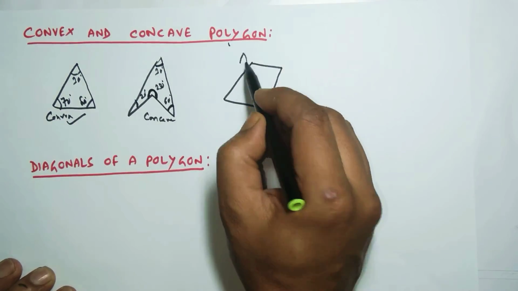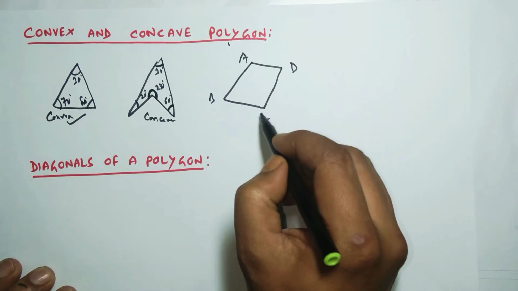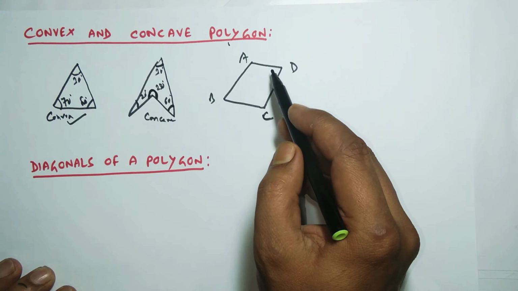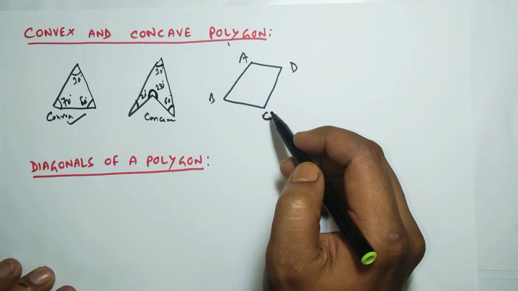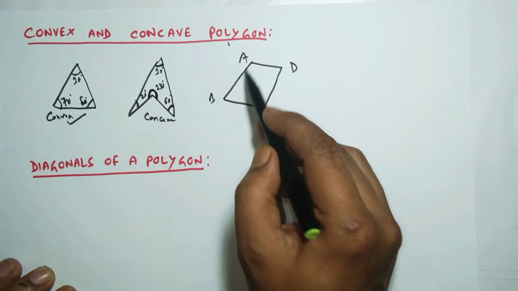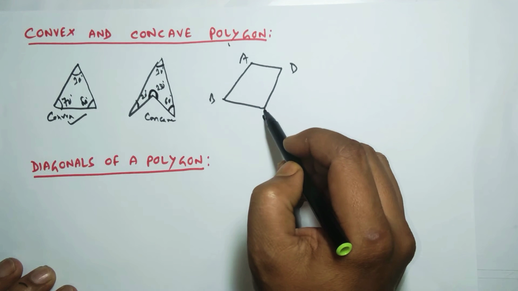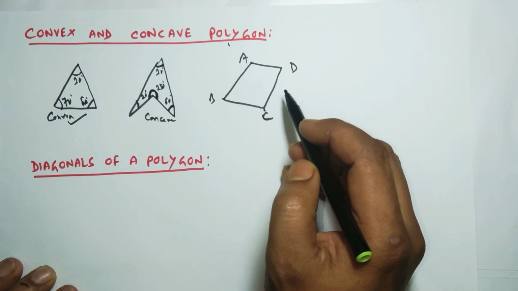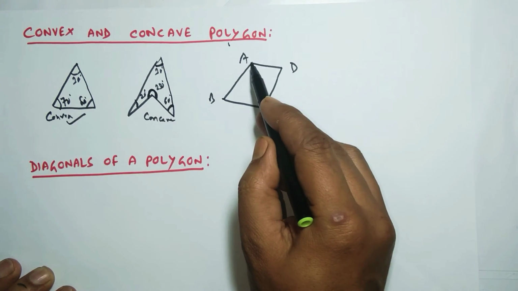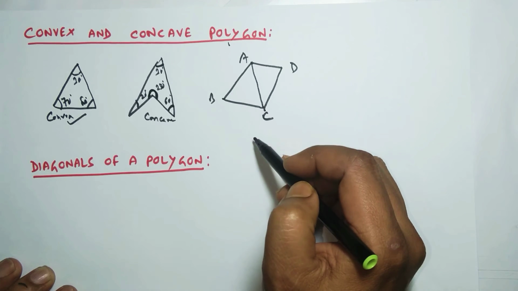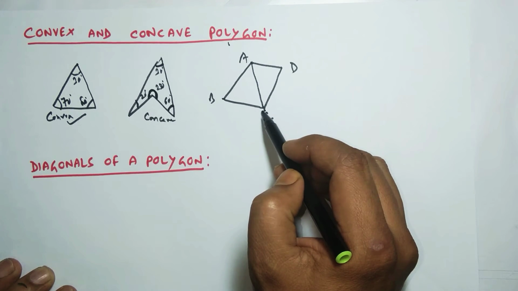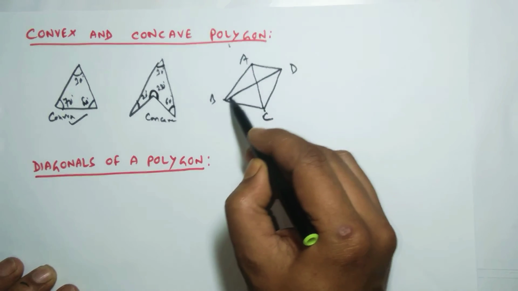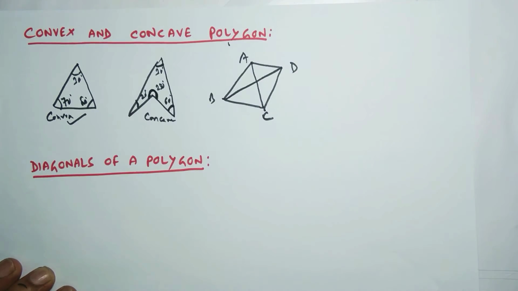So diagonals, suppose this is a quadrilateral ABCD. Now in this quadrilateral, if you join the opposite vertices, the line segment joining the opposite vertices is known as a diagonal. Now A and B are adjacent vertices, A and C are opposite vertices, or we sometimes say non-consecutive vertices. So A and C are non-consecutive vertices joined by this line segment. This line segment is a diagonal. B and C are consecutive, B and D are opposite or non-consecutive vertices. So if you join them, this line segment is known as a diagonal. This is what a diagonal is.